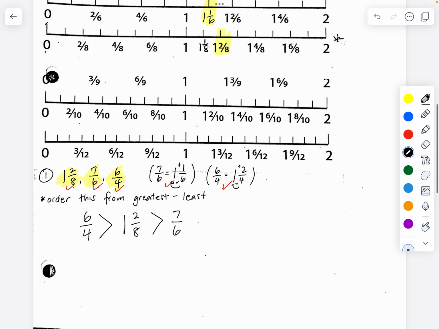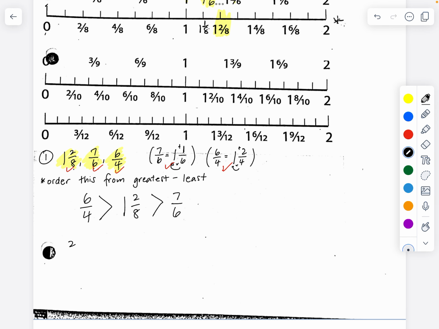All right. So question number 2, having to do with the number line again. I'm going to write down 1 9/10, 21/12, and 15/8.